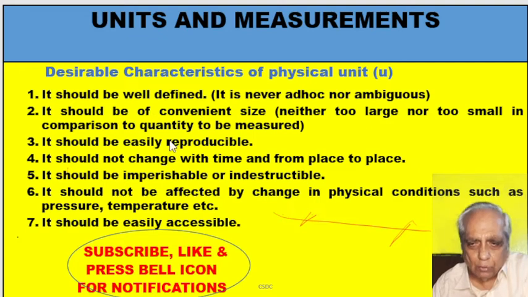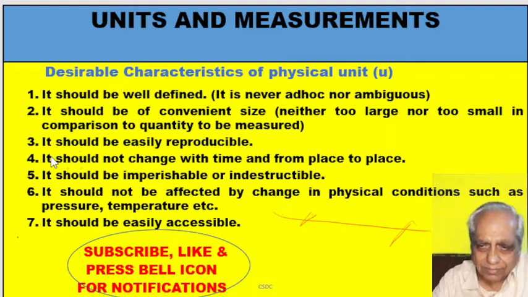It should be easily reproducible, so that anybody using it will get the same answer. It should not change with time and from place to place. If today you are measuring something and the thing remains the same, then after many years also, if I measure by using the same standard, I should get the same answer. It should be imperishable, so it does not change. It should not be affected by pressure and temperature as far as possible. Therefore, we have chosen the material such that its temperature coefficient of expansion is almost 0. Is it all right? It should be easily accessible.